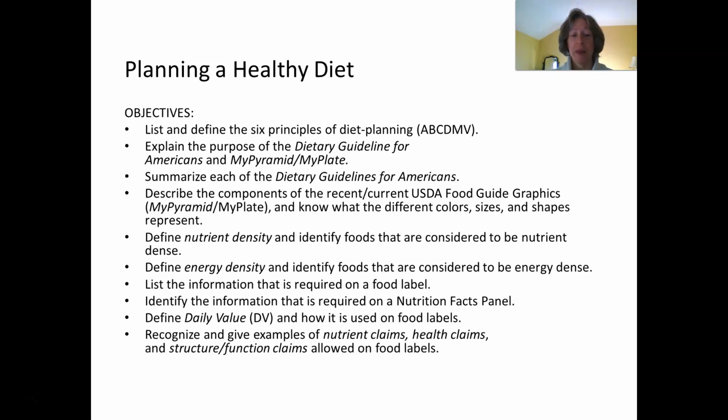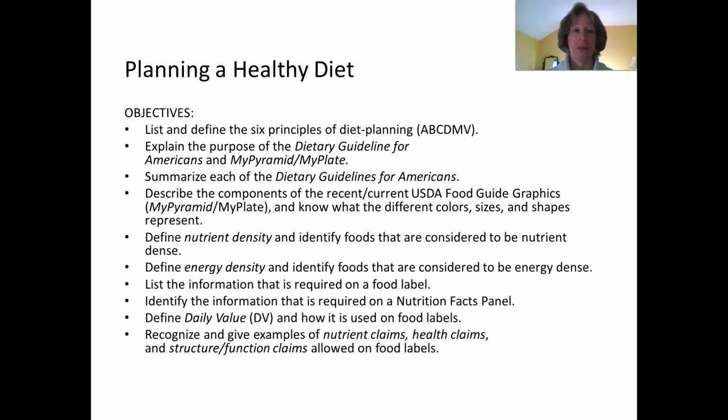So the next thing about labeling is define daily value, DV. Remember, that's the nutrient standard that we use to express the quantity of different nutrients on a food label, because there's not enough room to list the DRIs for every individual at every age group and etc.